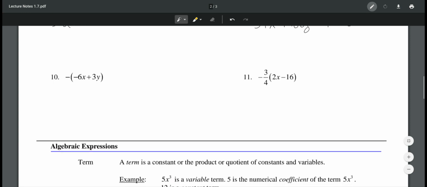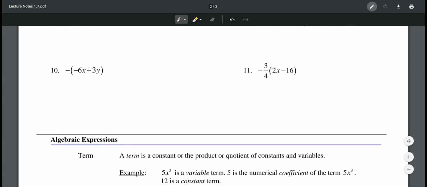In number 10, I am distributing a negative. That's actually a negative 1. So a negative times a negative becomes a positive. A negative times a positive becomes a negative. So basically, when you have that negative 1 out in front, you change all the signs that are in the groups behind it.